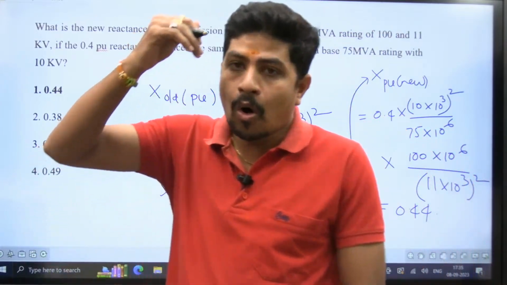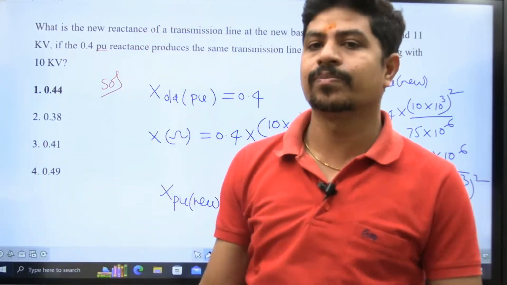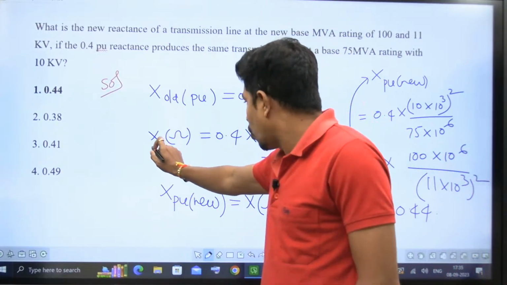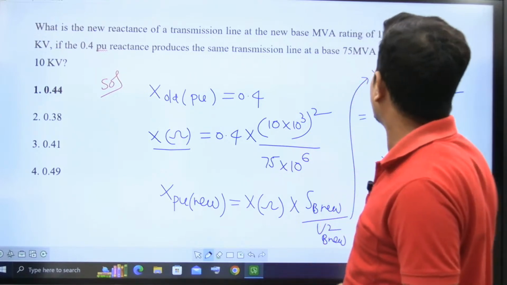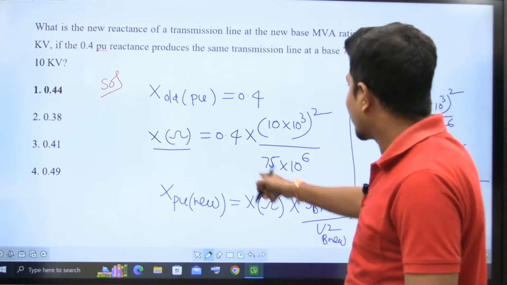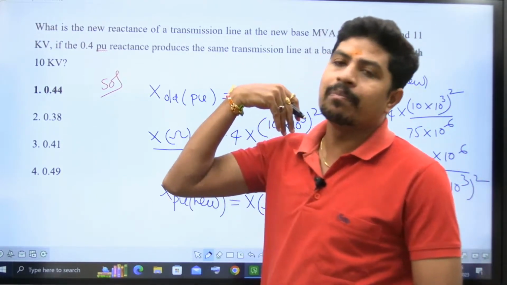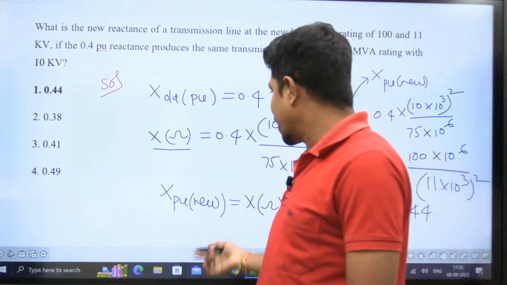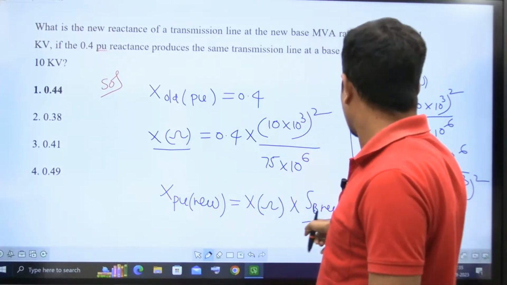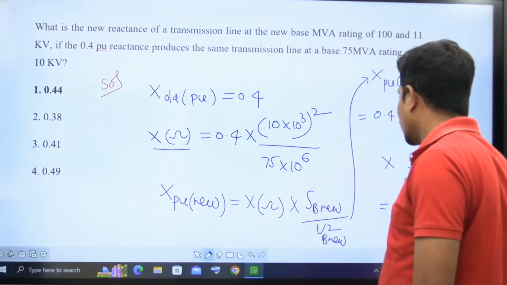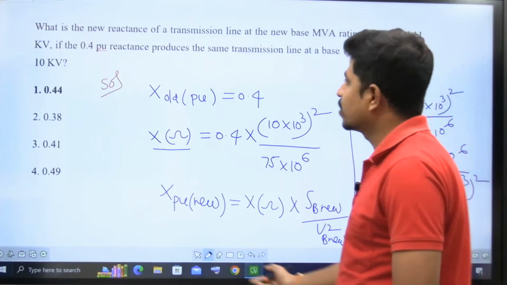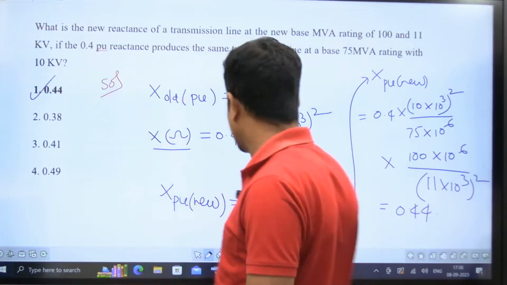He given old per unit value on old base. I got ohmic value by multiplying its old base. What is the old base? 75 and 10. After getting ohmic value, for any base, you are going to convert it to per unit by giving any base. So X ohms into S base by V base new whole square. Let's go to the next question. The answer here is 0.44. Choice A suits very well.